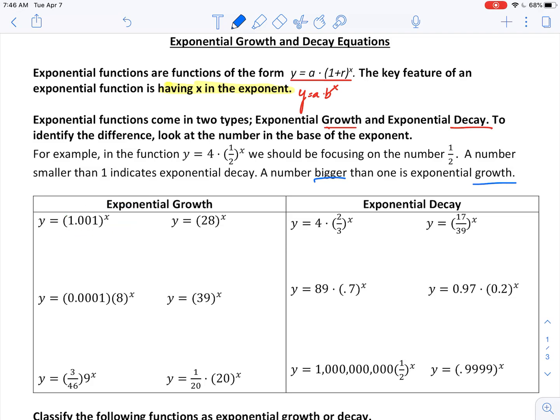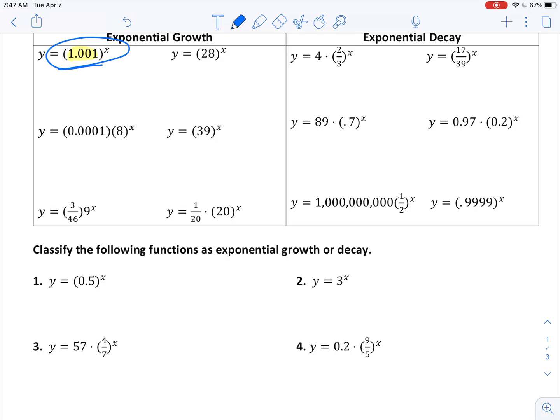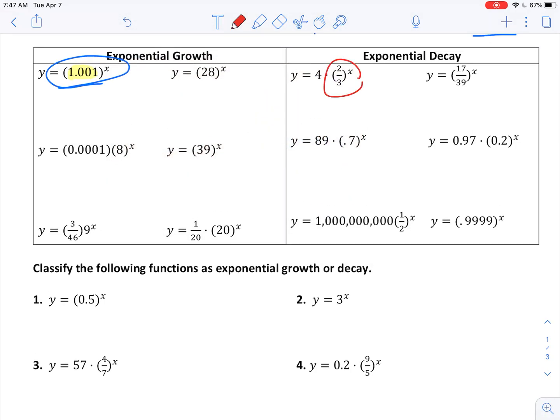So here's my function, for an example, y equals 1.001 to the x. And again, if you're working with pen and paper at home, I circle that power, and I'm looking at the base. And I can see that 1.001 is just barely bigger than 1. But it still counts. It's still going to give me an exponential growth function because that highlighted part, the base of my exponent, is bigger than 1.